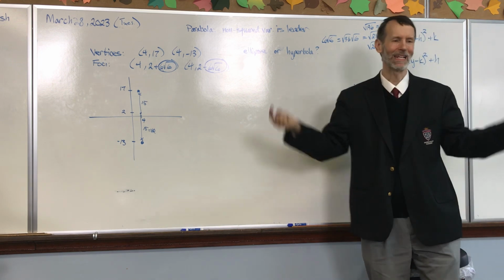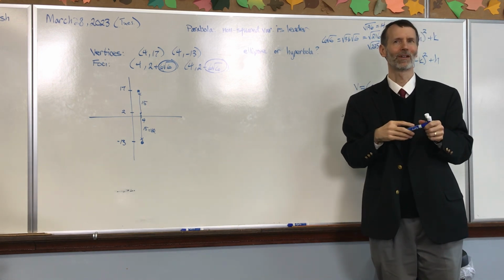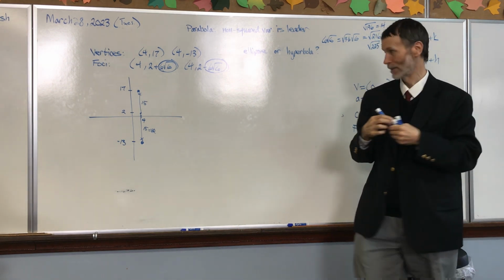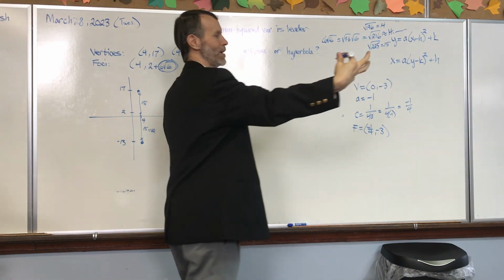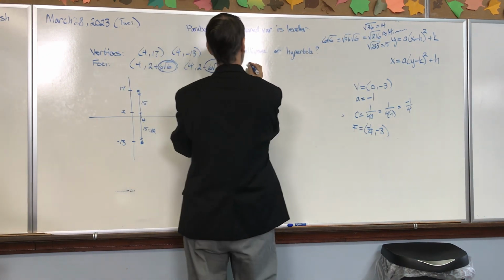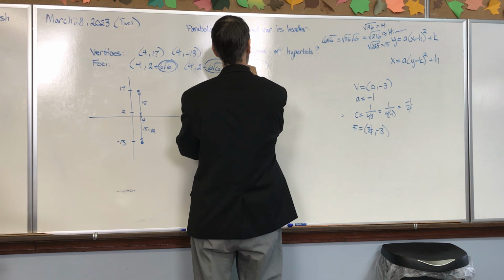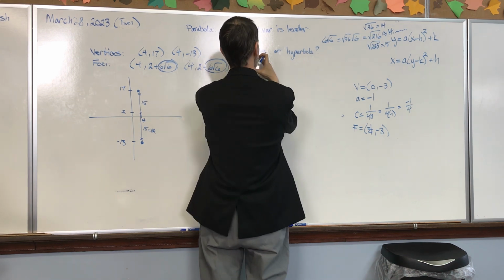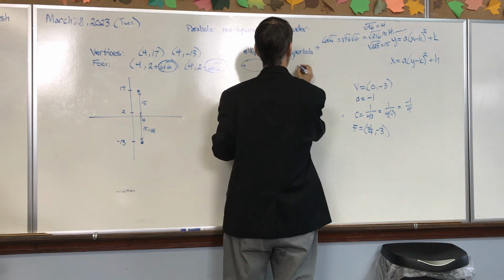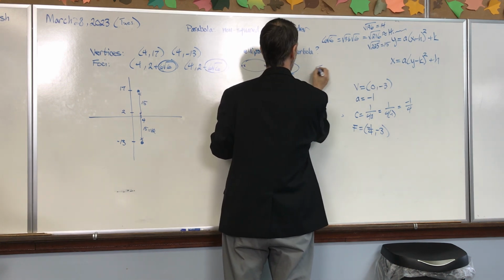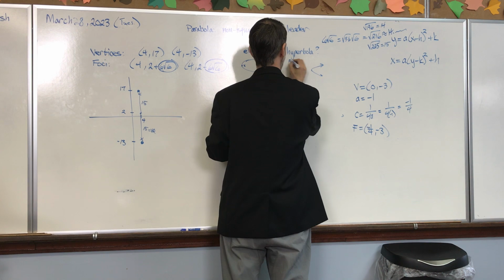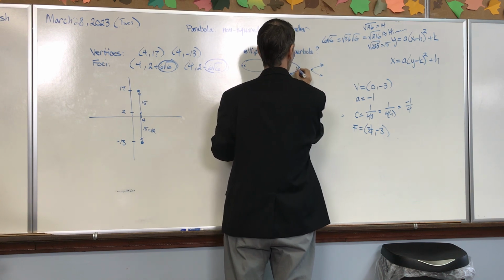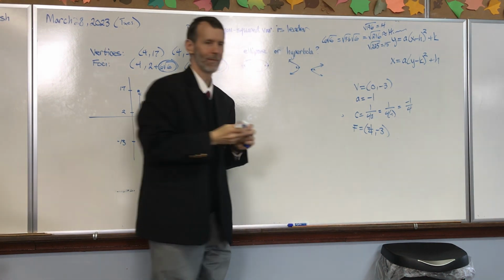If the foci are inside, what kind of shape are we talking about here? It's got to be an ellipse, because remember, the shape follows the foci. An ellipse is where the foci are inside, because it pulls the shape toward each other. Hyperbola is when the foci are outside. That's the way to tell.